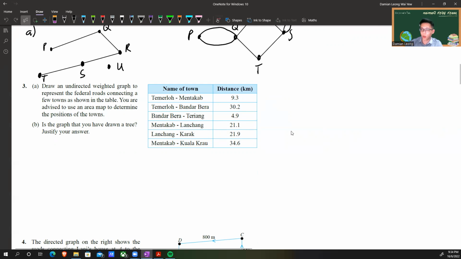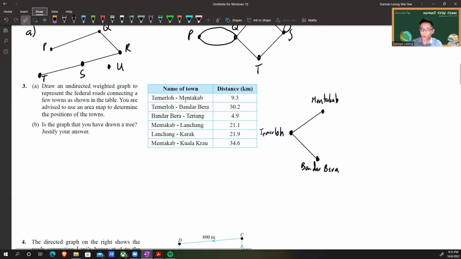Okay, so from the below, sorry, I branch out to Mentakap and Bandar Bera. Okay, so I branch out 2 ways. Try to keep it away so that it doesn't cut through one another. So Mentakap, Bandar Bera.